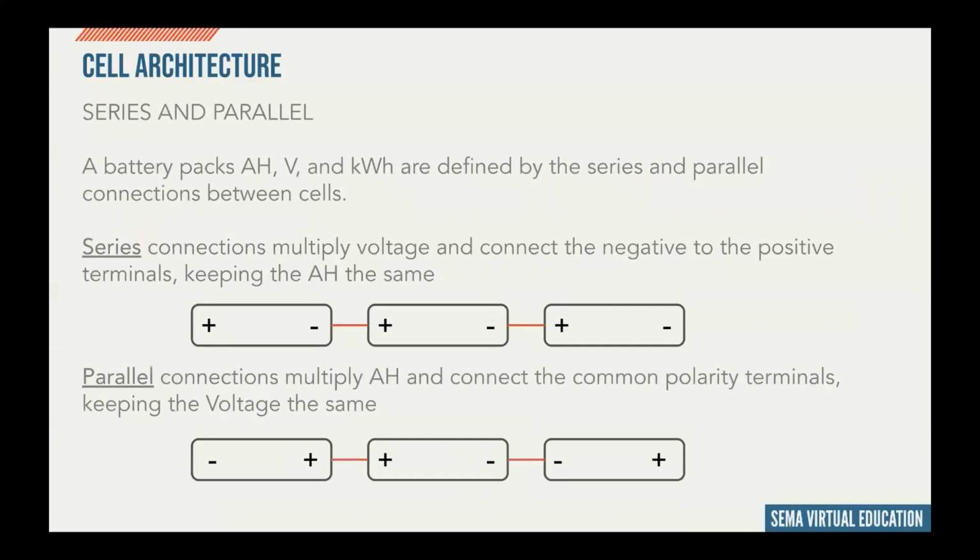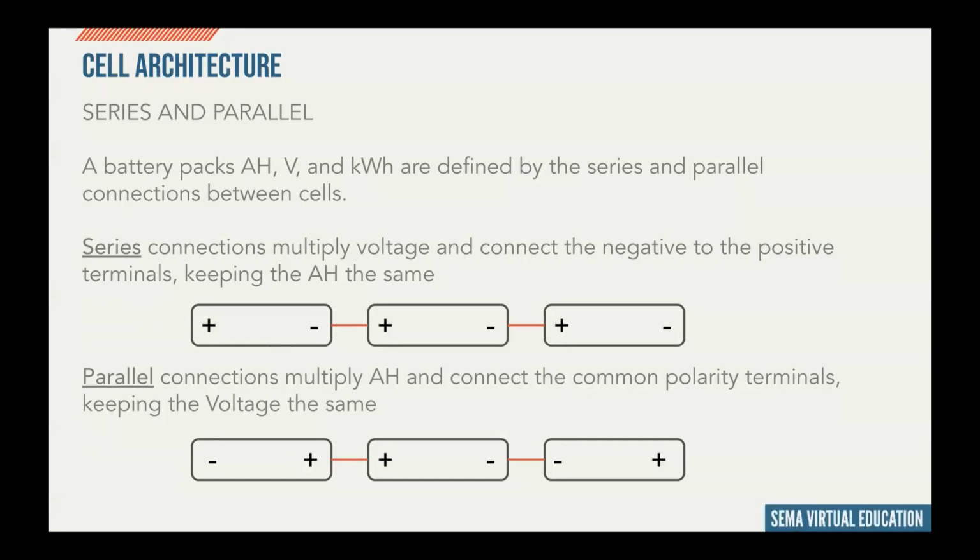Before we get into an example of specifying a pack and doing the math, there's one last thing that we need to cover, which is series and parallel connections. Many people are going to be very familiar with this, and it can happen at the cell level or the module level. But the way that cells are combined in series or parallel has a huge impact on the voltage and the amp hour capacity, ultimately the overall energy capacity of a battery pack.